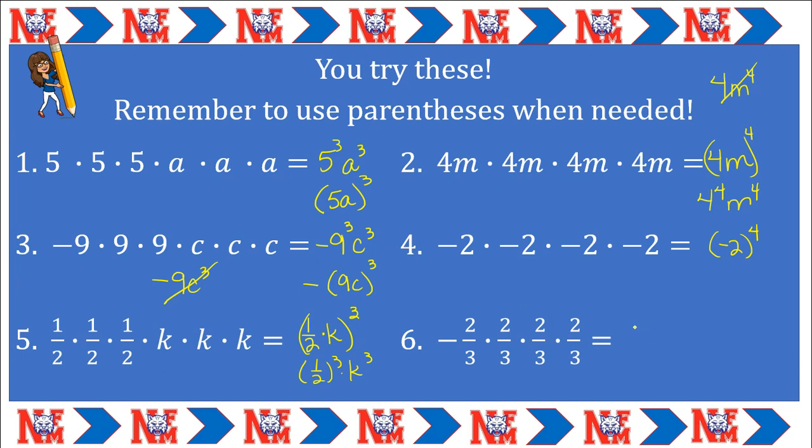And number 6, the negative is not included. So we're going to say negative 2 thirds to the fourth. You do need parentheses around your fraction.